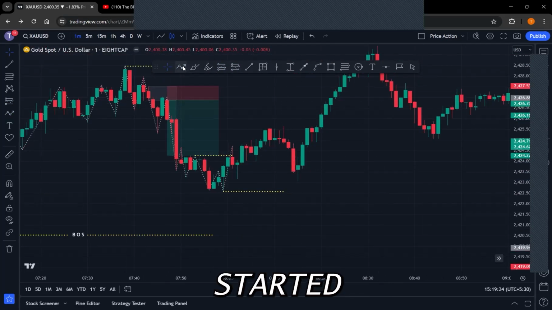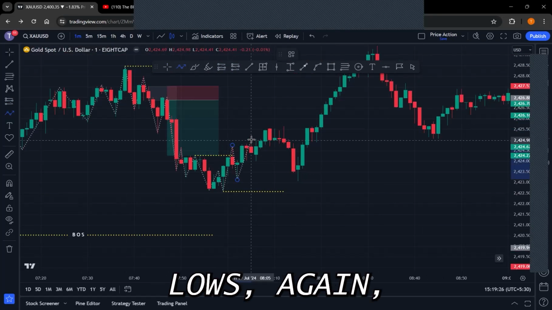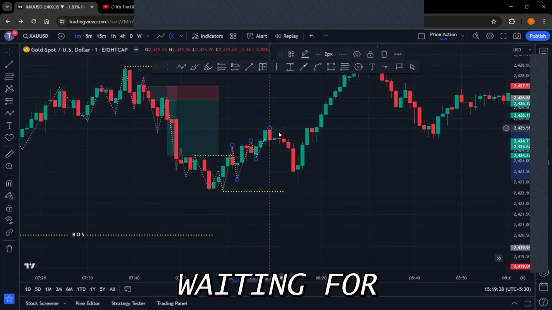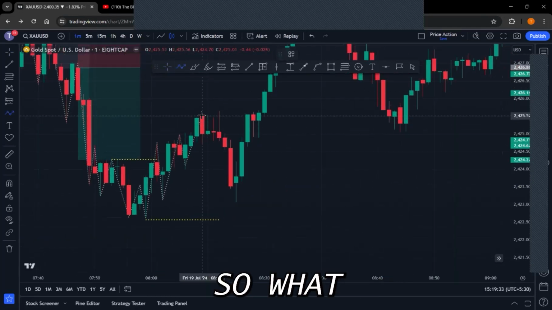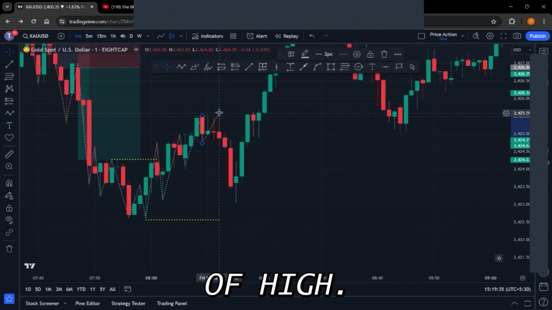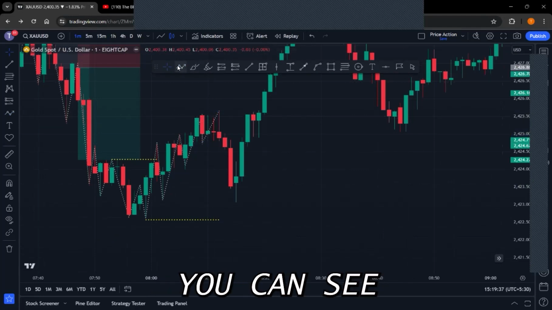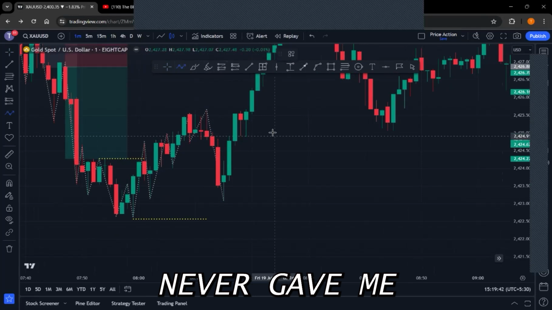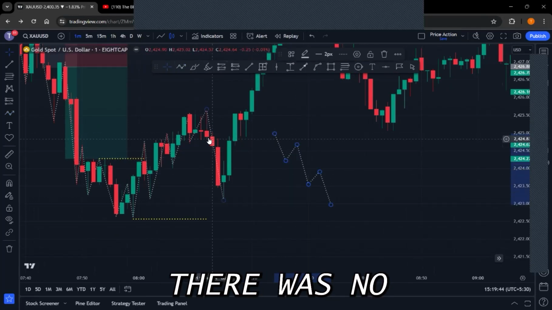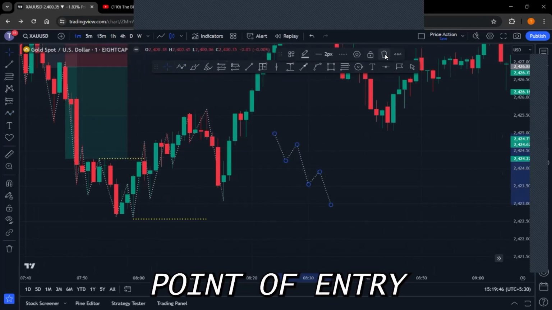So once the price has started creating a series of higher highs and higher lows again, what are we waiting for? We are waiting for the price to give me a lower high and lower low again, so that I can start selling again. So what had happened from here? The price created a series of higher highs till over here, and from this high you can see that the price directly went down in a single leg. Price never gave me any swing of lower high and lower low, so there was no point of entry over here.